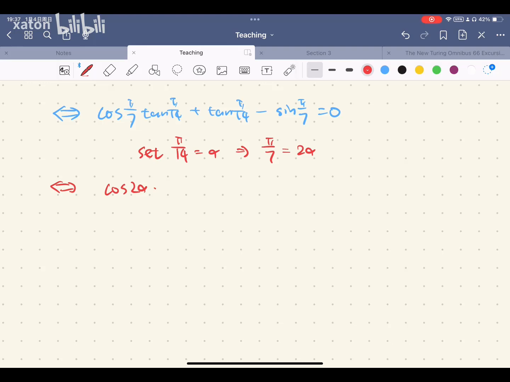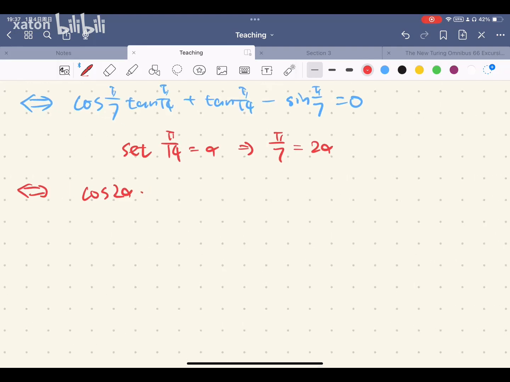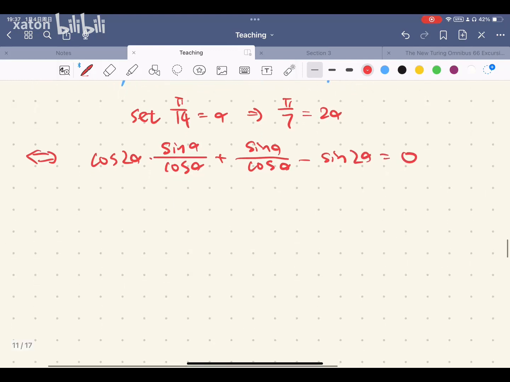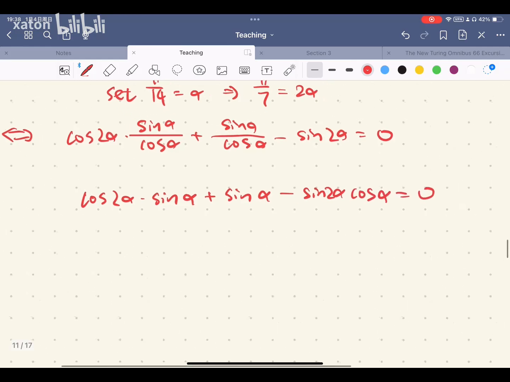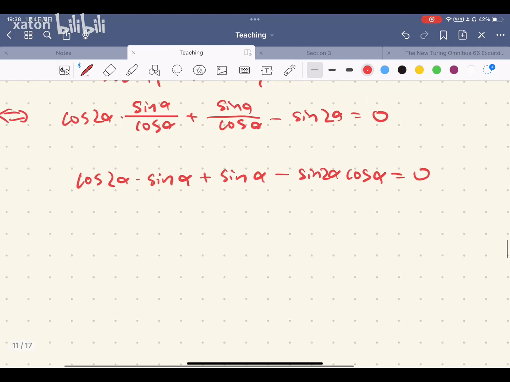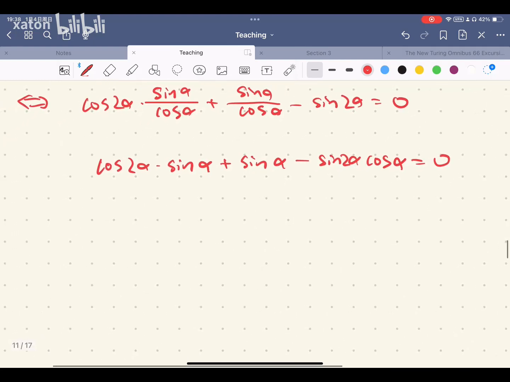So cosine 2 alpha times, so we don't want tangent here, we want only sine and cosine. Only sine and cosine, so that we can maybe execute some trigonometry transformation easier. For now we multiply by cosine alpha, so we get rid of fractions. So here, my solution just involves basically the double angle formula for sine and cosine.